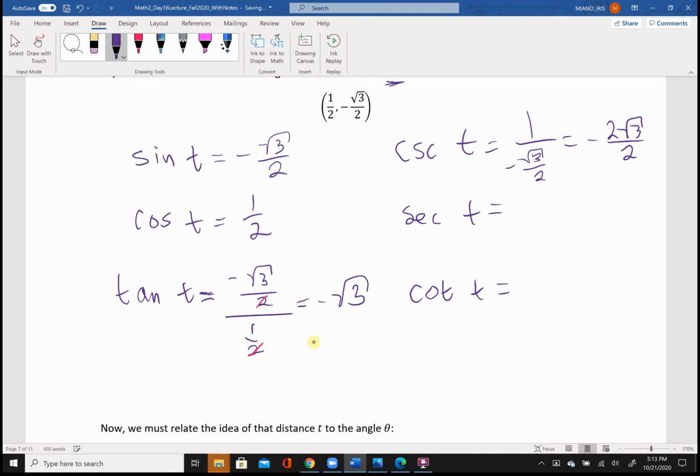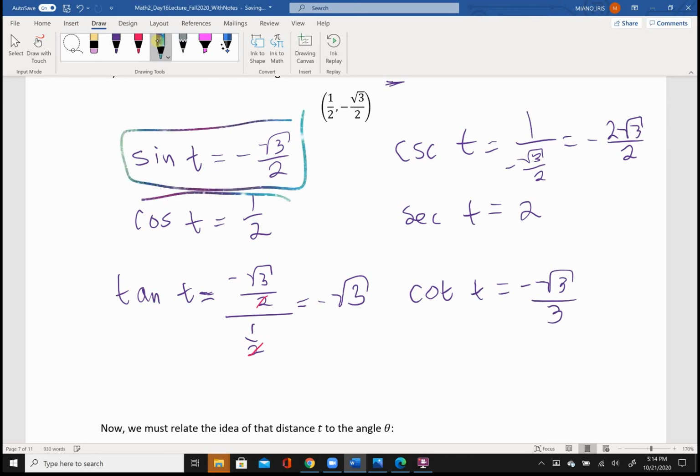Now, secant t is going to be the reciprocal of 1/2, aka 2 over 1, or just call it 2. And the cotangent is going to be the reciprocal of negative square root 3, which is negative root 3 over 3. Again, how am I doing that so quickly? Well, I know how to rationalize denominators relatively quickly. So here they all are.